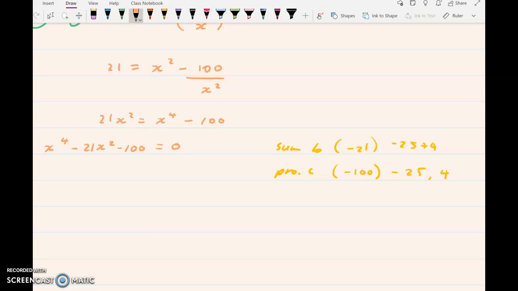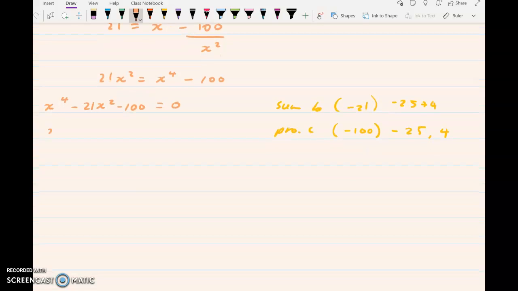Okay, so they're my two numbers, minus 25 and 4. So I can factor this as (x squared minus 25)(x squared plus 4) is equal to 0. Okay, good. So now I know that x squared minus 25 is equal to 0, or x squared plus 4 is equal to 0. And of course I know that x exists within the real domain. Therefore, x squared plus 4 has no real solutions.